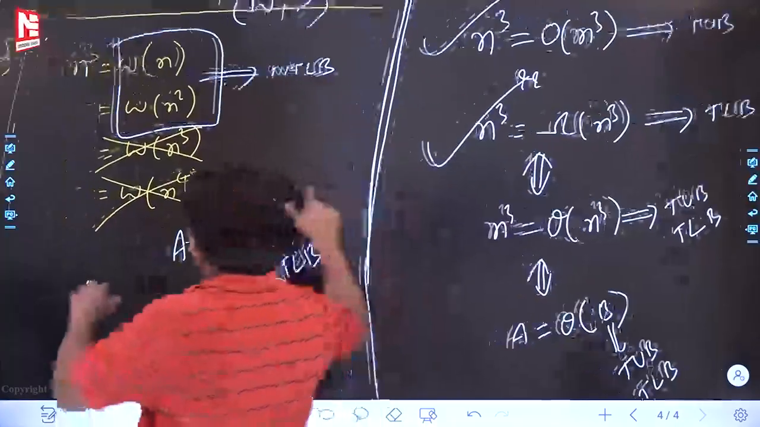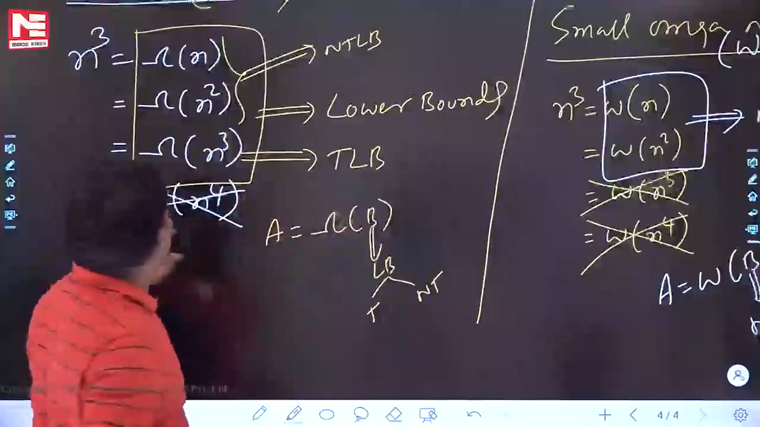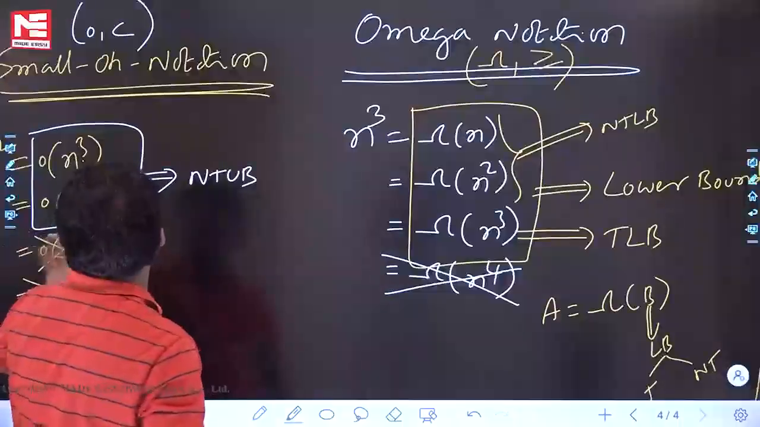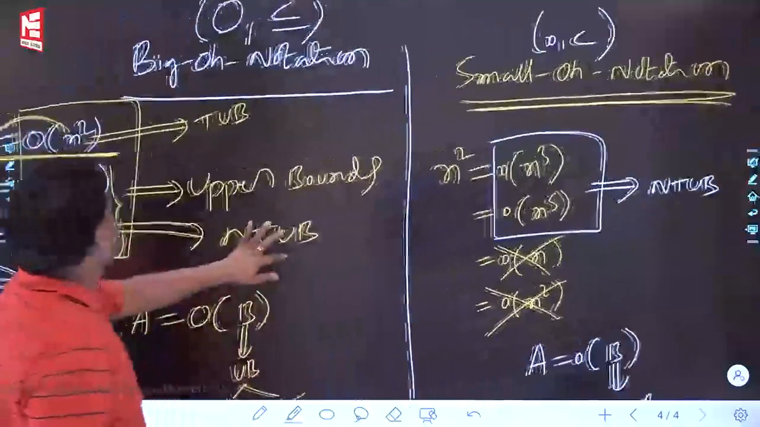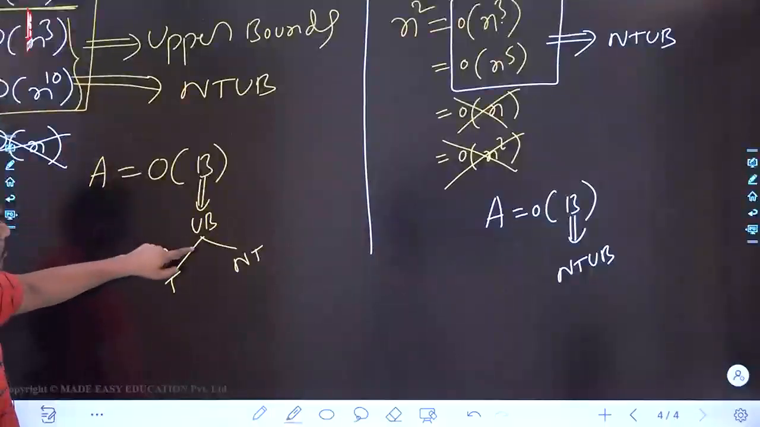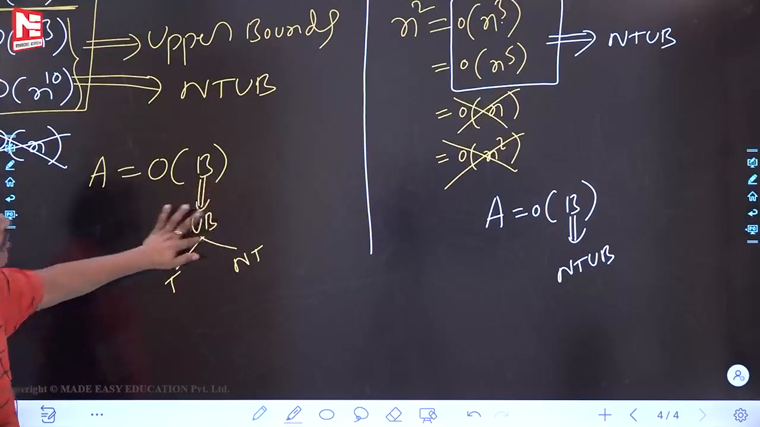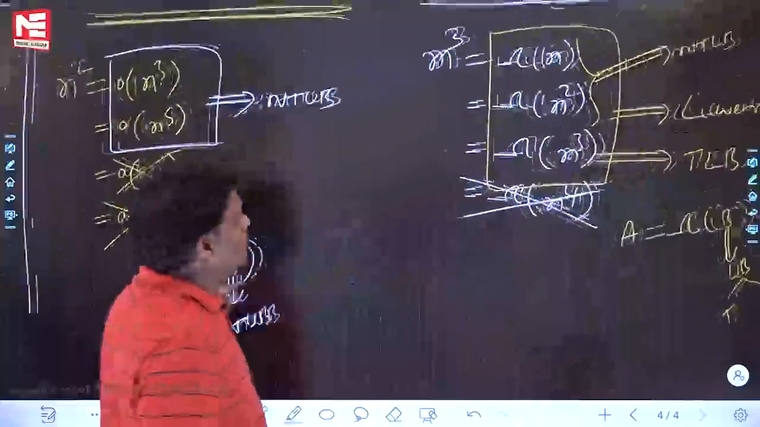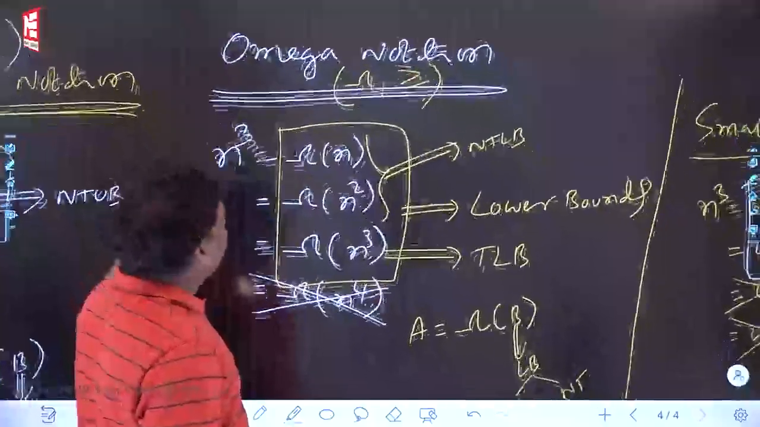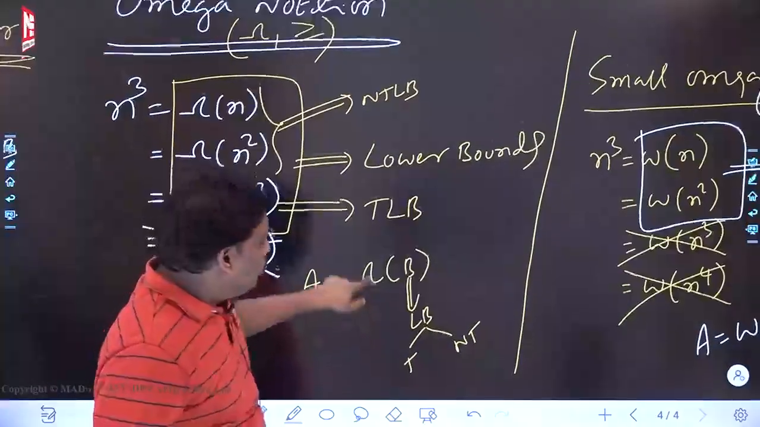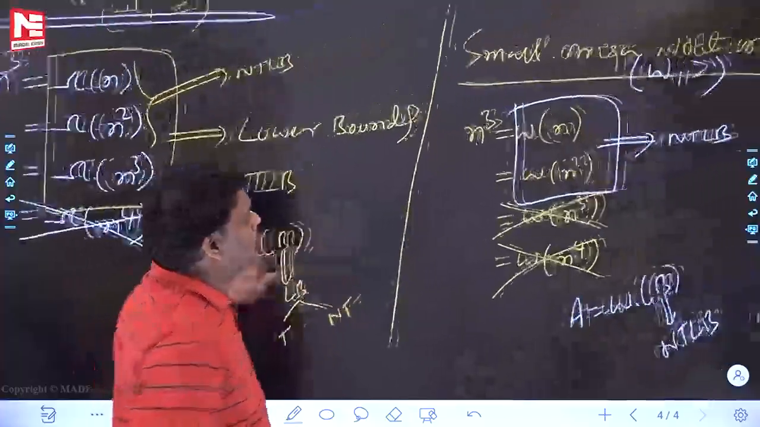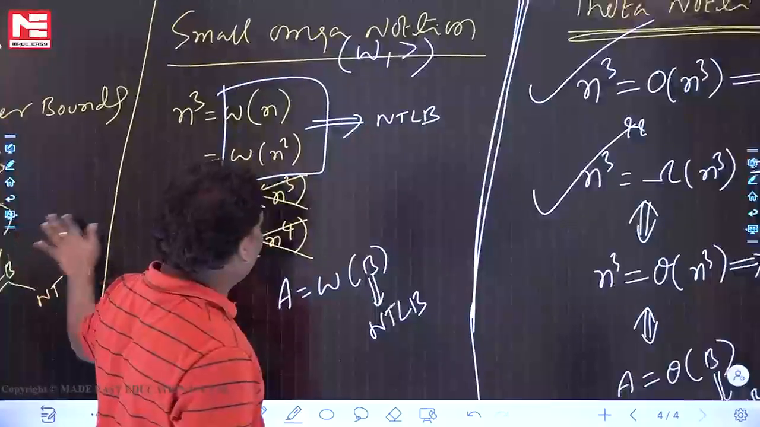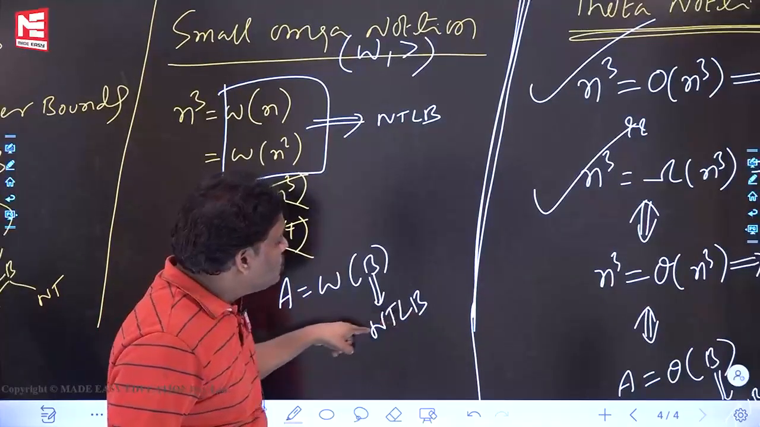Now can you help me with big O, who is there on the right side? Let me go through all of them one time. In the big O notation, who is there on the right hand side? Upper bound, may be tight, may not be tight. What about small o? Upper bound which is not tight. Next one, what about omega notation? On the right hand side, lower bound which may be tight, may not be tight. What about small omega notation? Lower bound which is not tight.